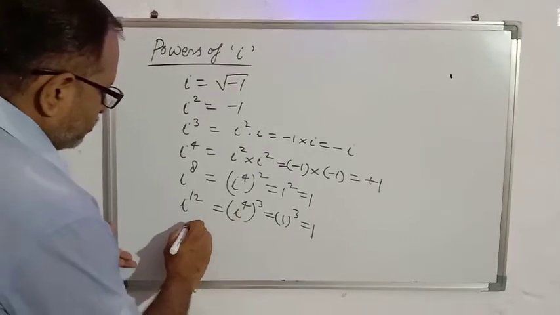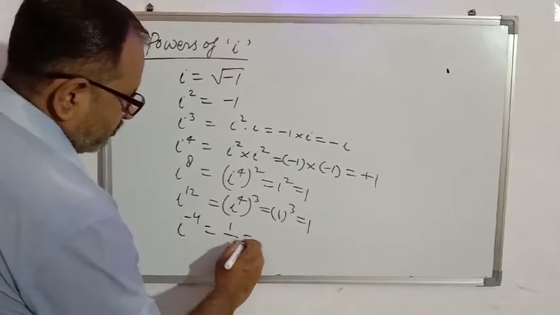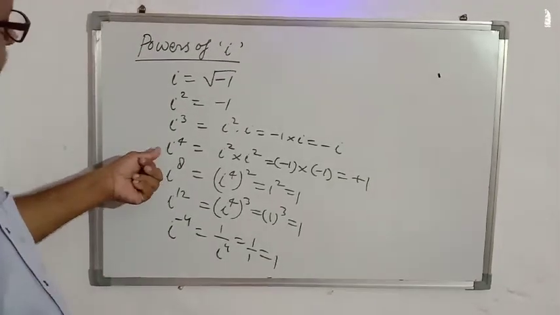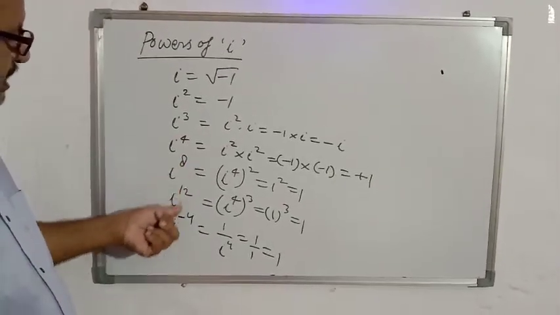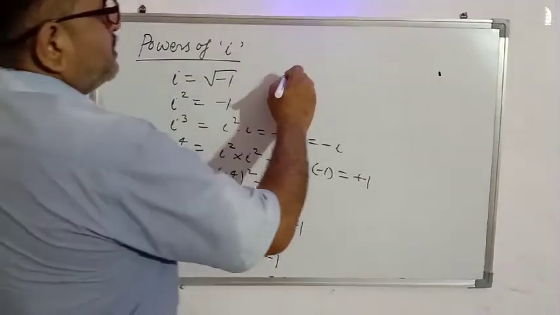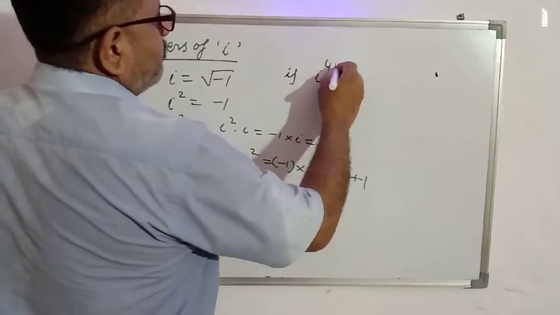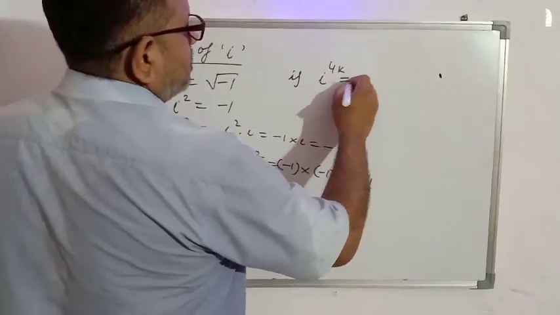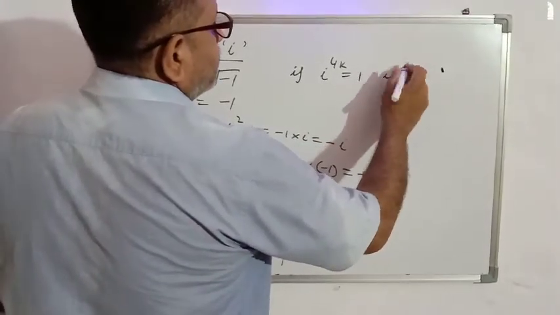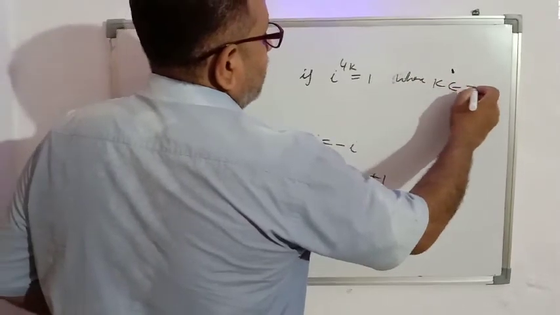We can take i to the power minus 4. We can write it as 1 upon i to the power 4. i to the power 4 is 1, so it is 1. So when the power of i is a multiple of 4, its value will be 1. So we can write i to the power 4k is equal to 1, where k is any integer.